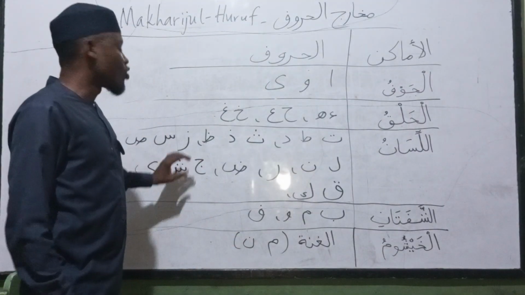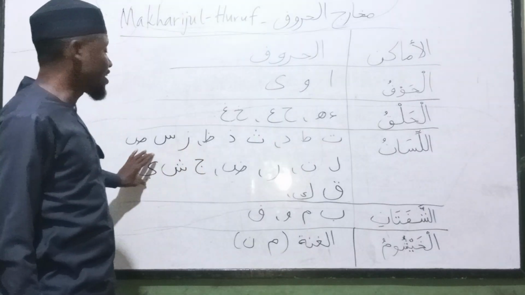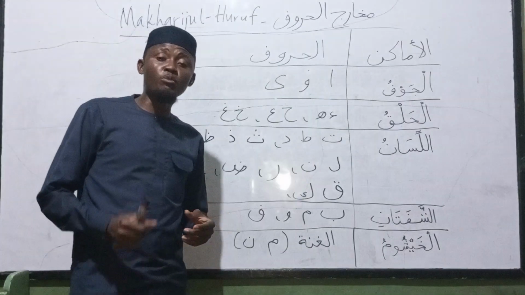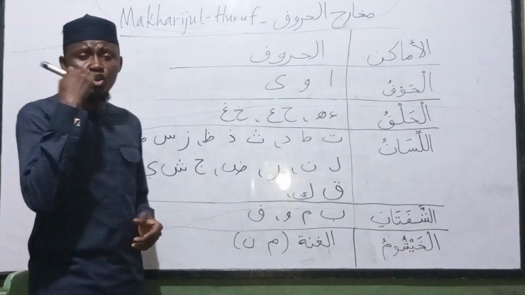Now the next group, we have Jim, Shin, and Ya. This next group are articulated from the midpoint of the tongue.